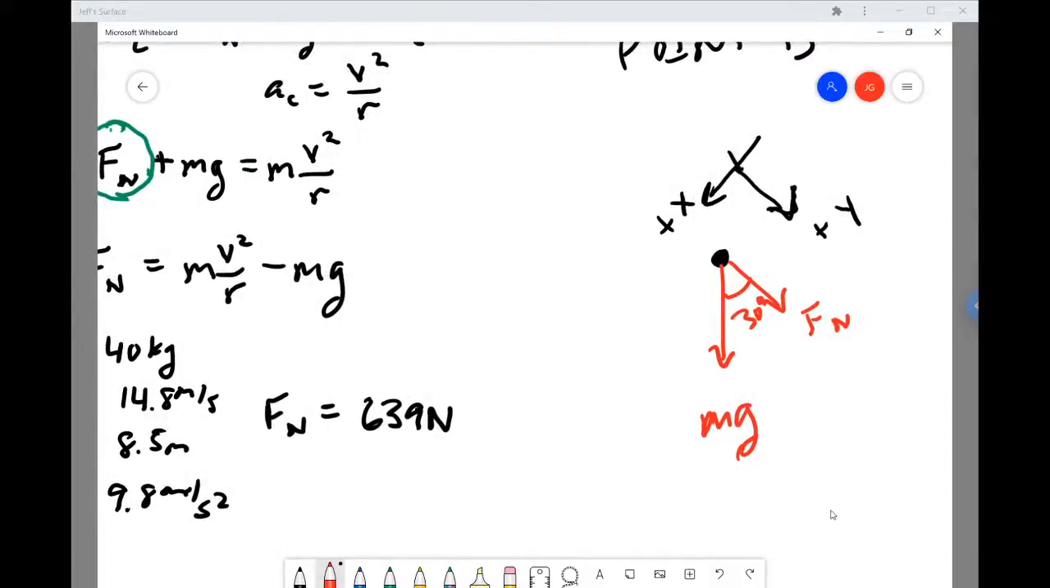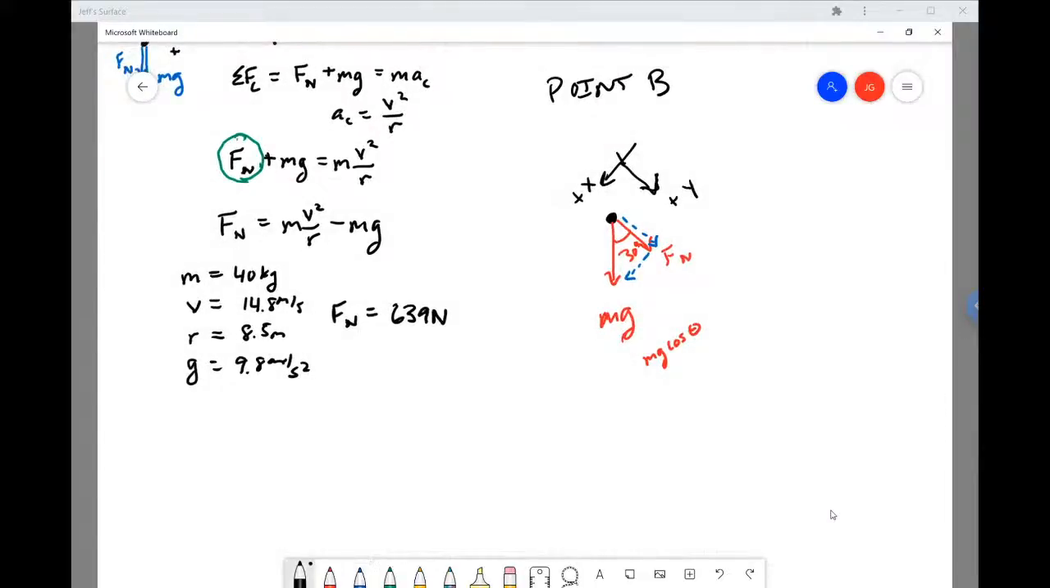When you're solving part B of this problem, you're going to recognize that now only part of the weight of the child is center pointing. What part? It'll be equal to mg cosine theta. That's the part of the child's weight that's center pointing. The other part is not center pointing. So when you write down an expression for the net centripetal force, the center pointing force, that's going to be along what I called the y-axis here.